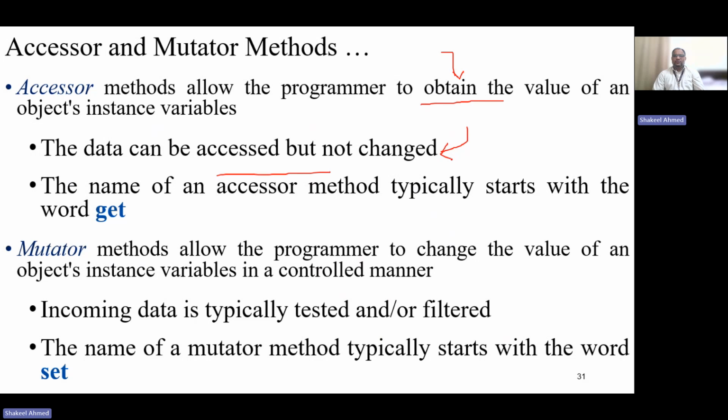You don't have the option of changing it, but you can get the data with the method we are using as get. The name of an accessor method typically starts with the word get. So we call it a get method. Mutator methods allow the programmer to change the value. Here you are changing the value in a controlled order, so incoming data is typically tested, or you can filter it out. The names of mutator methods typically start with the word set. So mutators are set methods and accessors are get methods.